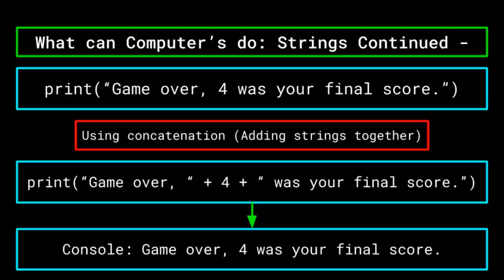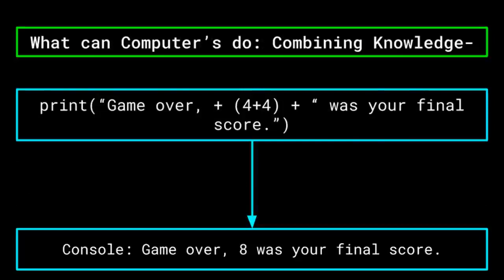We could also combine the 2 lessons we've learned thus far and do something such as game over plus 4 plus was your final score. In the case, let's say, where you have a game which gives you a base score and then 4 points for a certain task that you completed. This demonstration also displays another important part of programming, which is that oftentimes, to get your program to be the most efficient, you have to combine aspects of code.